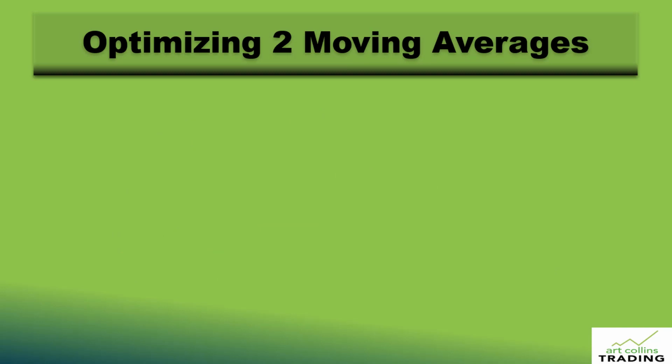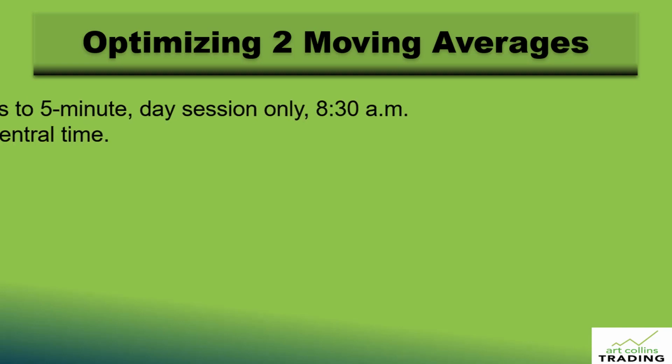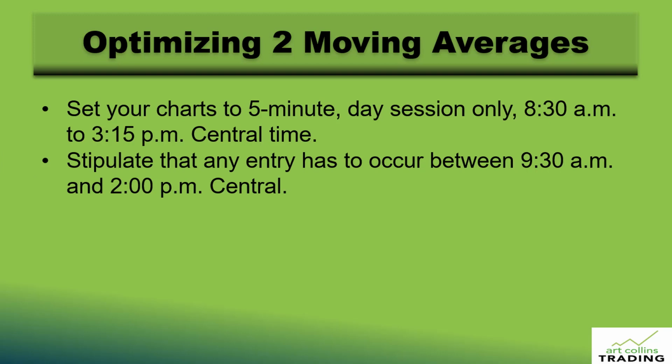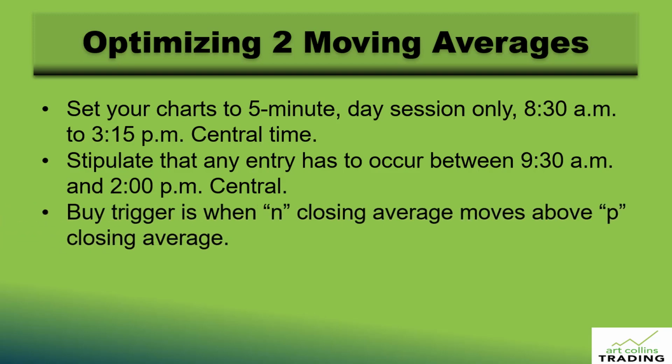So we're going to use a dual moving average system for our example here. Set your charts to 5 minutes, day session only, 8:30 a.m. to 3:15 p.m. Central Time. Stipulate that any entry has to occur between 9:30 a.m. and 2 o'clock p.m. Central.